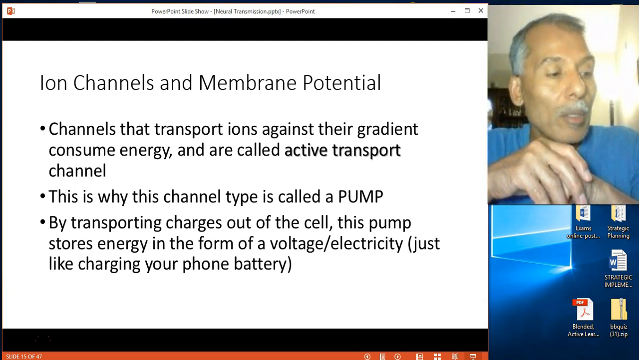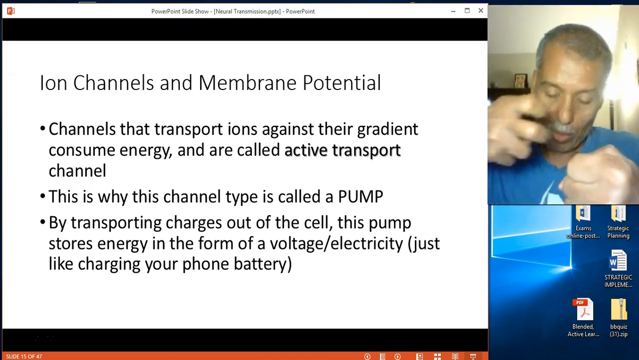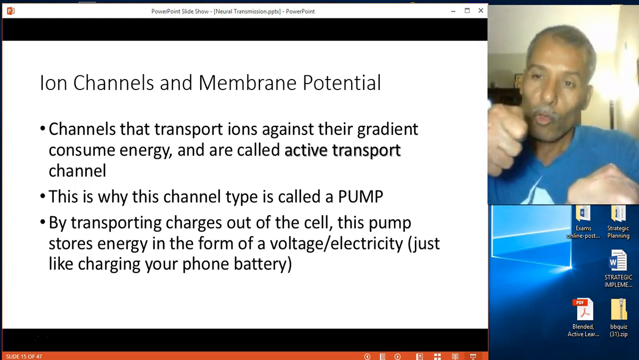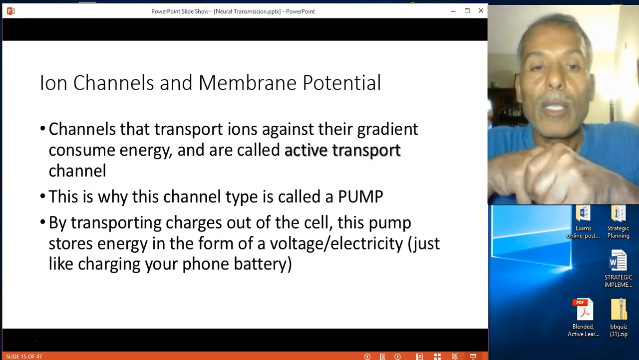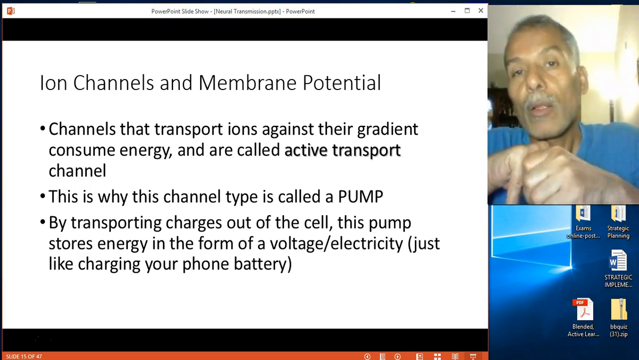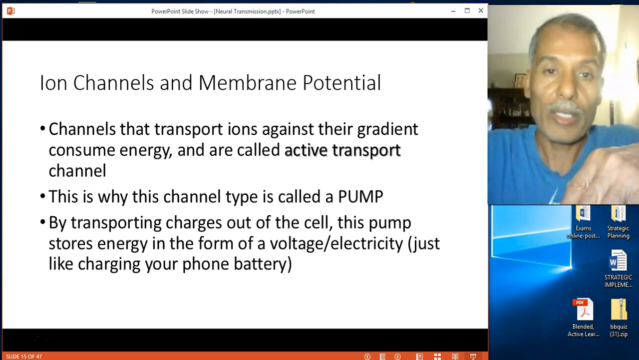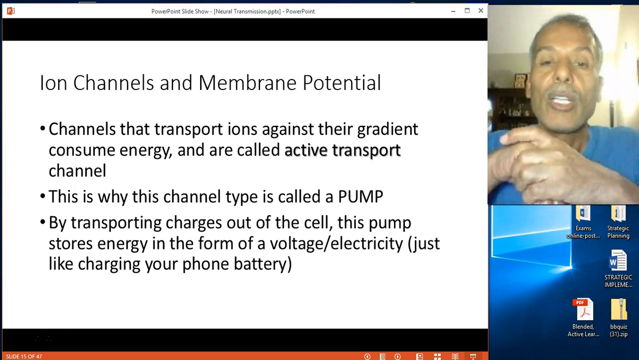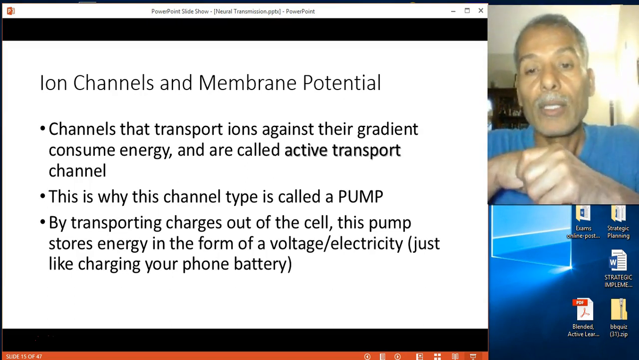Or, for example, loading or pulling: you have a bow and arrow and you are pulling the string back. The farther you pull, the more you are loading. So this acts just like that. The active transport channel, by expending energy to pump things against the current, is building energy to be used for a certain purpose. And again, this is why it's called the pump.